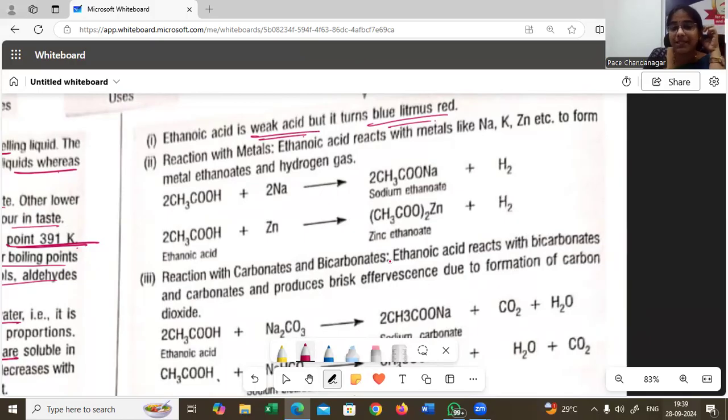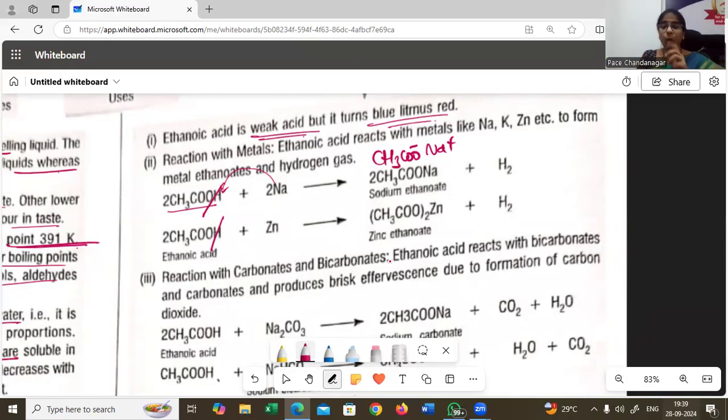Then reaction with metals. Metals have the tendency to displace hydrogen. So here the hydrogen is displaced, and here comes CH3COO minus and Na plus. It is CH3COO minus and Na plus, which is sodium ethanoate. There it was sodium ethoxide. When the hydrogen of alcohol is replaced by a metal, that is called sodium ethoxide. This is sodium ethanoate. Please try to relate those things.